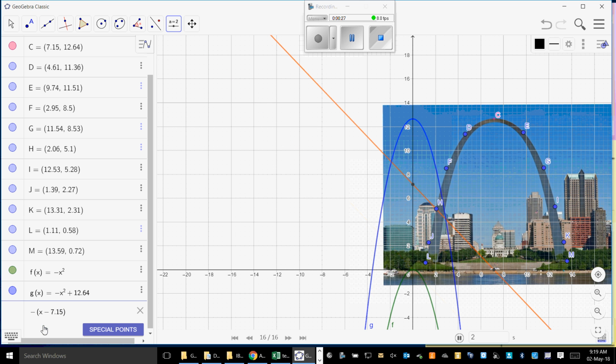And move it across. We're going to then square it. And then I can see that that's my orange one. It's not in the right place, so I now have to shift it up again. So how do I shift it up? Plus 12.64. So that's my one.